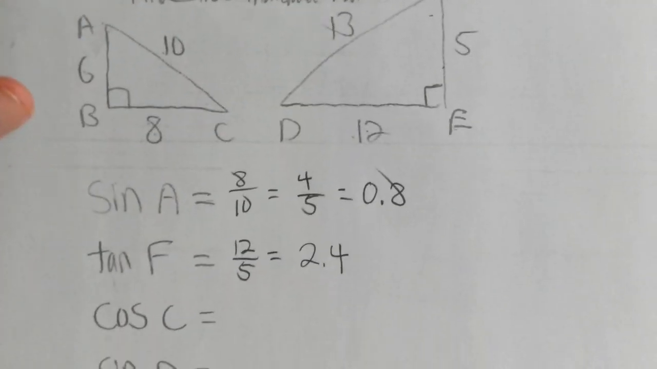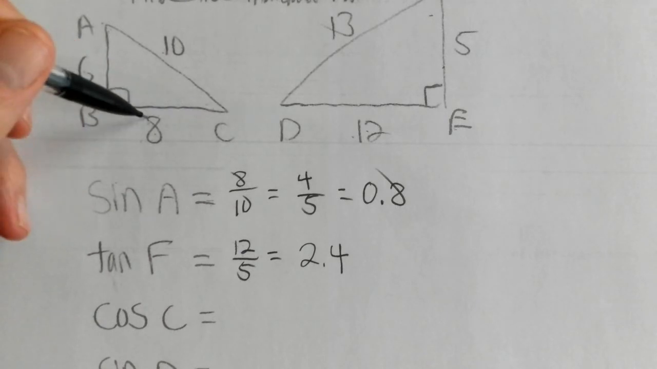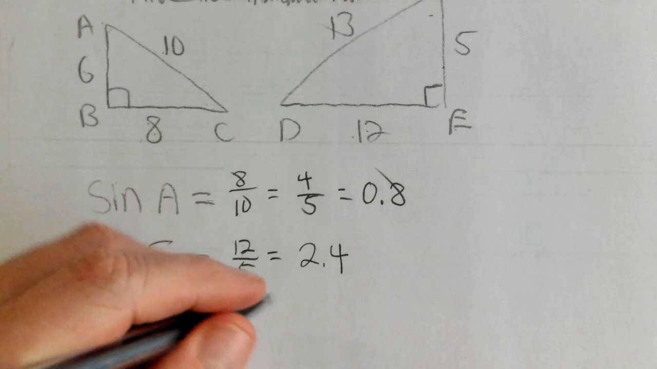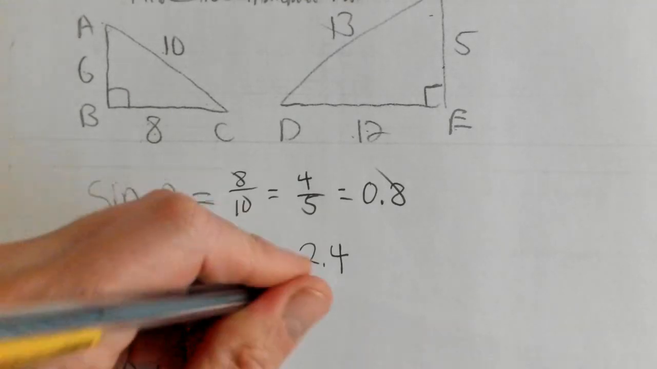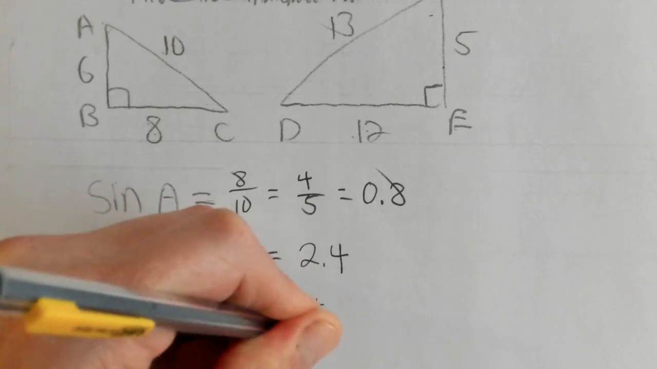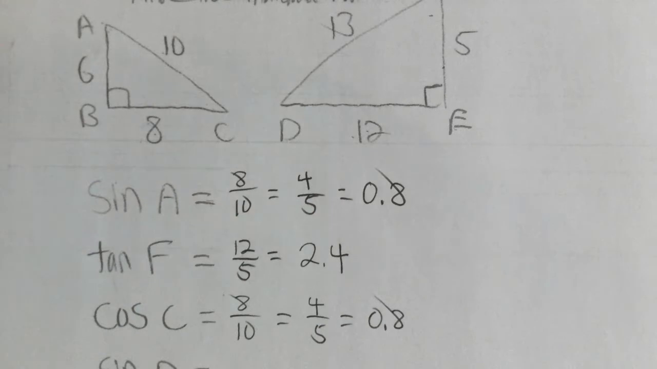The next one, cosine of C. C is here. Cosine is adjacent over hypotenuse. So the adjacent side would be 8. The hypotenuse would be 10. That divides out to be 4/5, reduces down. Or if you want to write it as 0.8, then you can. All right.